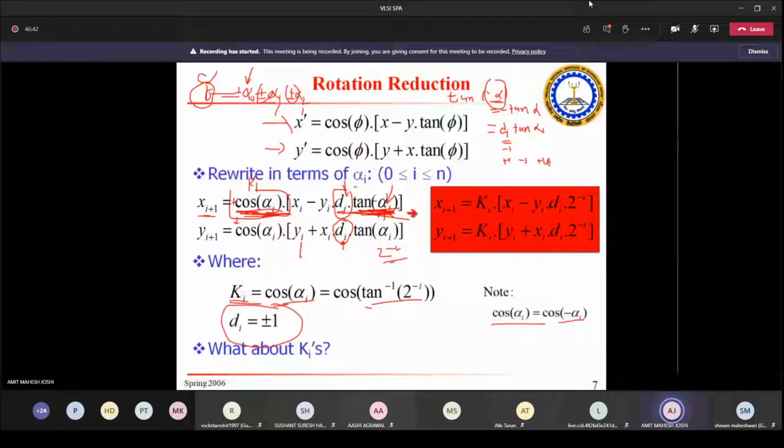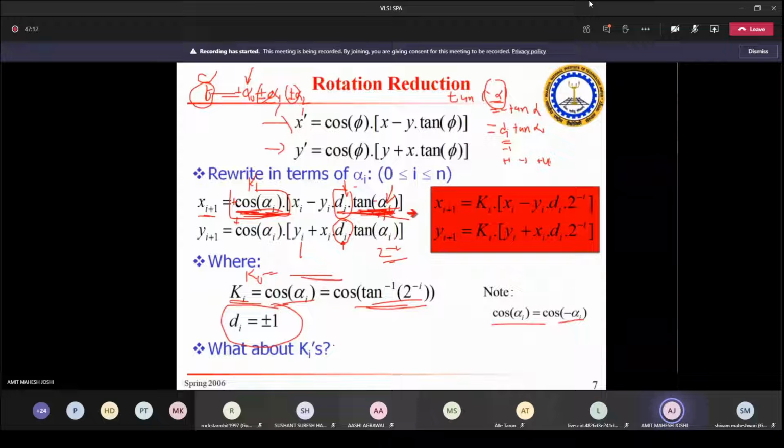Now with this i value, if I put, let's say, k of 0, then k of 0 must be some fixed value, because if I put 0 over here, then it is 2 raised to minus 0, which is 1. So that is tan inverse 1. Tan inverse 1 is 45. So cos 45 is one fixed value, 1 by root 2.